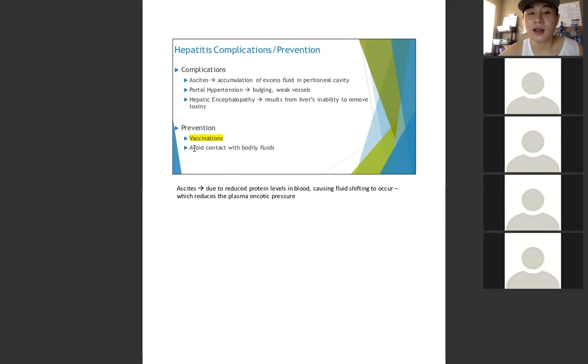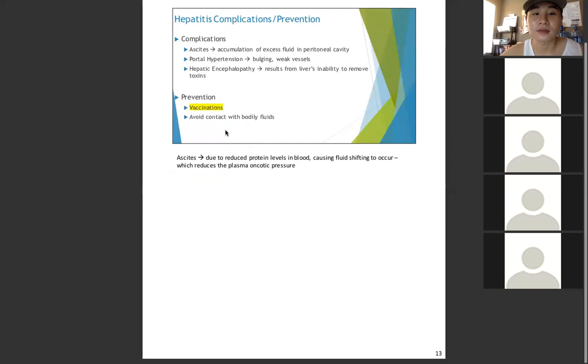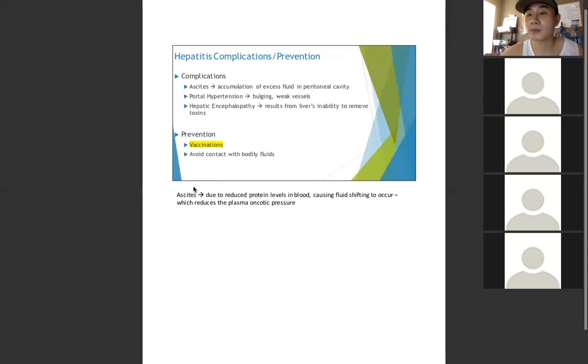Yes, in certain cases, yes. So ascites is due to reduced protein levels in the blood causing fluid shifting to occur, which reduces the plasma oncotic pressure. So basically, the albumin is no longer in the blood vessel, and the fluid leaks out into the peritoneal area.